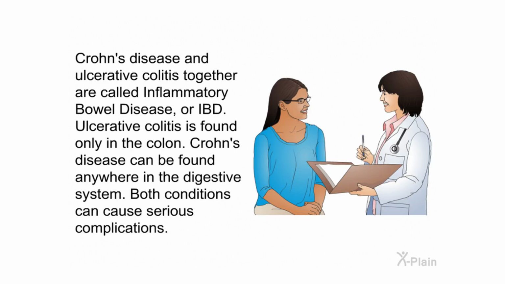Crohn's disease and ulcerative colitis together are called inflammatory bowel disease, or IBD. Ulcerative colitis is found only in the colon. Crohn's disease can be found anywhere in the digestive system. Both conditions can cause serious complications.